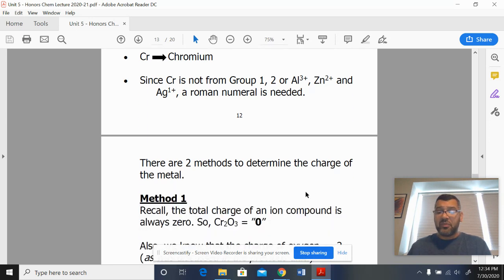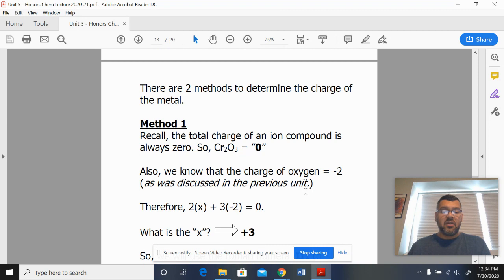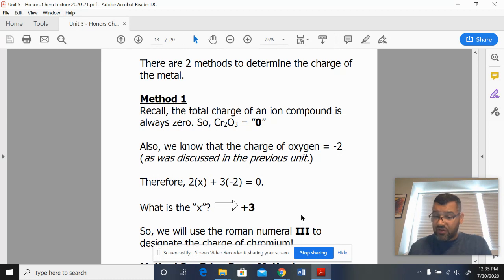Now to figure out the Roman numeral, here we go. How do you do it? It's a couple of ways. Remember that all ionic compounds have a charge of 0 when you have positive and negative together. So we can use a little algebra and say the positive charge plus the negative charge equals 0. The formula says there's 2 chromiums, and there's 3 oxygens right here. We don't know the charge of the chromium, which we need to figure out. But there's 3 oxygens, and each oxygen, based on what we talked about in the previous chapter, is -2. So when you do the algebra and solve for it, x is +3. Therefore, the charge of the chromium is +3. So we know its Roman numeral will be a 3.